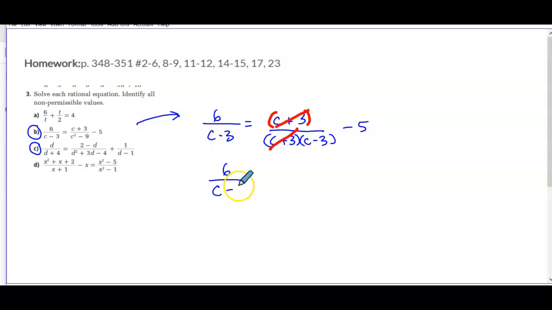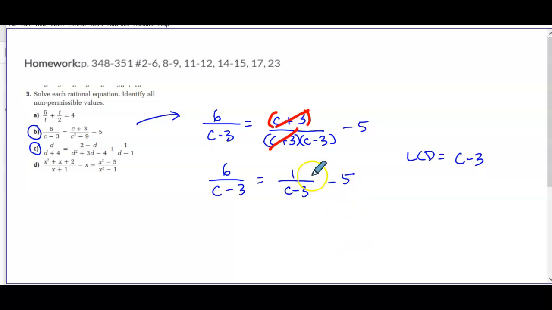6 over c minus 3 equals 1 over c minus 3 minus 5. You can bring terms together. They're already like terms. Or I'm going to do the work that I normally do, which is I want to multiply through by the lowest common denominator, because that's what works for every type of rational equation. So c minus 3 is my lowest common denominator.